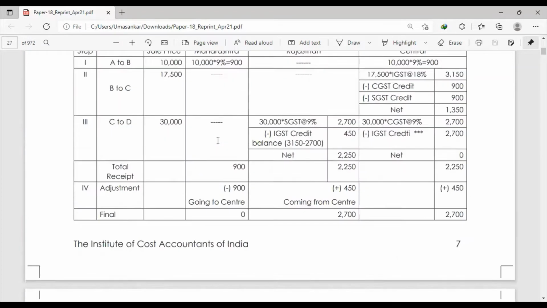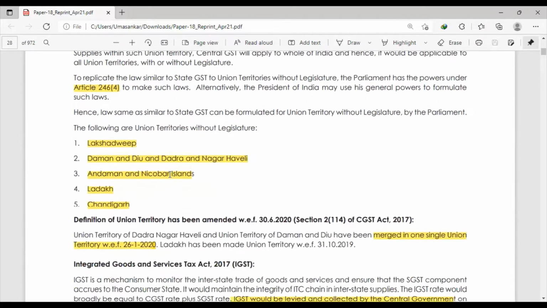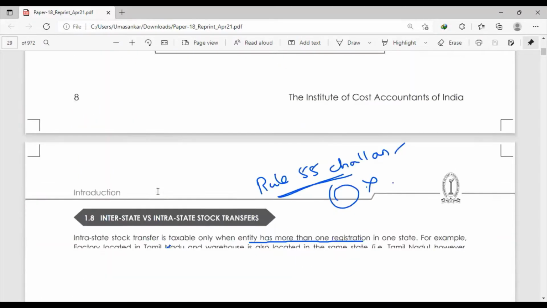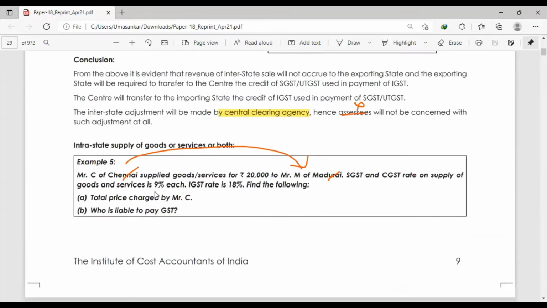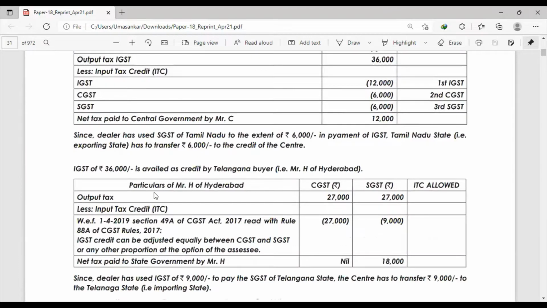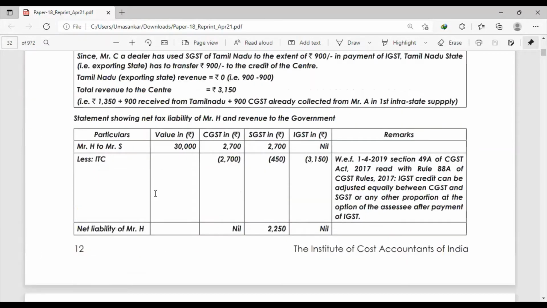Also with an example, I think you have already understood this. And Article 246(4), 246 subsection 4, we have also studied. There are 5 Union territories in which a legislature is not there. Then we also studied interstate supply versus interstate stock transfer. Next, all this homework, I think you have already completed all these examples.